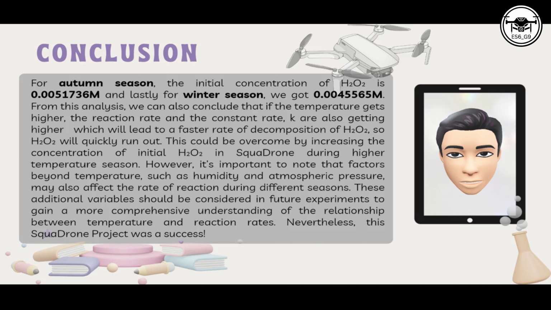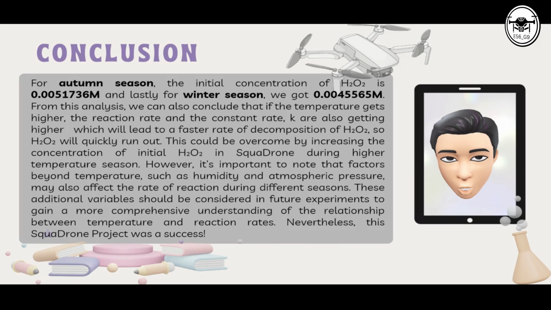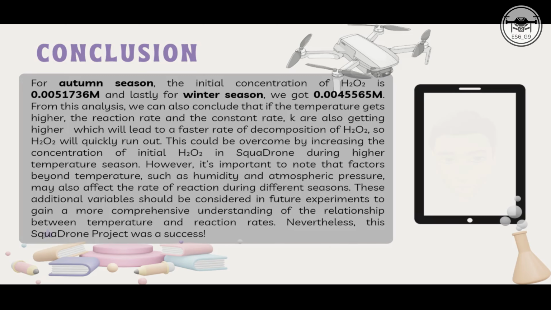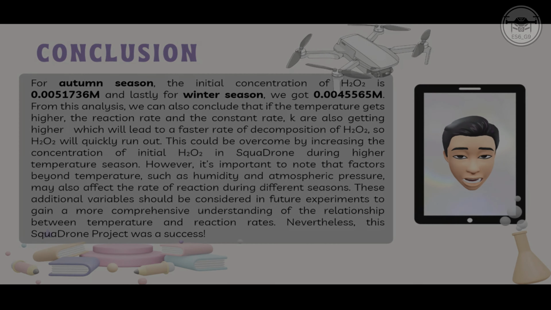From this analysis, we can also conclude that if the temperature gets higher, the reaction rate and the rate constant K are also getting higher, which will lead to a faster rate of decomposition of hydrogen peroxide. So, hydrogen peroxide will quickly run out. This could be overcome by increasing the concentration of initial hydrogen peroxide in SquaDrone during higher temperature seasons. However, it's important to note that factors beyond temperature, such as humidity and atmospheric pressure, may also affect the rate of reaction during different seasons. These additional variables should be considered in future experiments to gain a more comprehensive understanding of the relationship between temperature and reaction rates. Nevertheless, this SquaDrone project was a success.